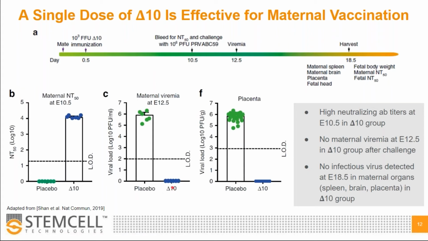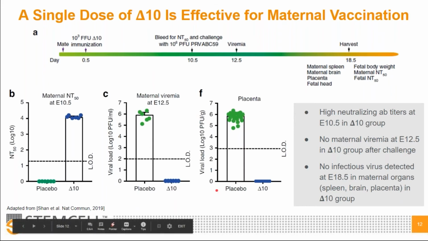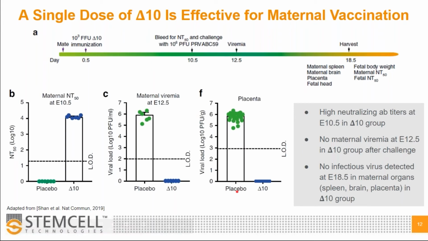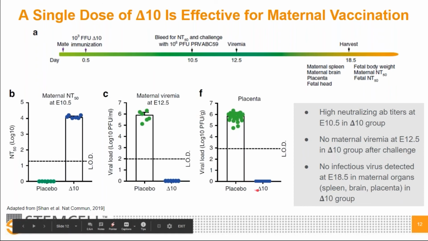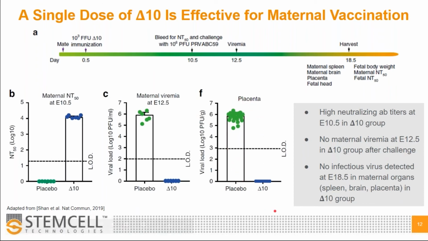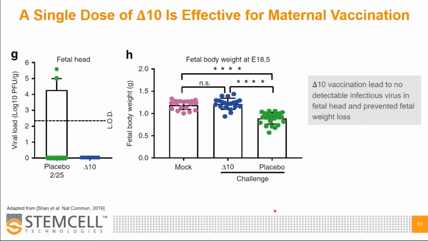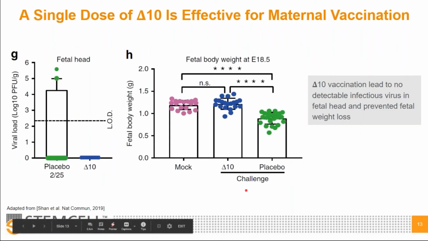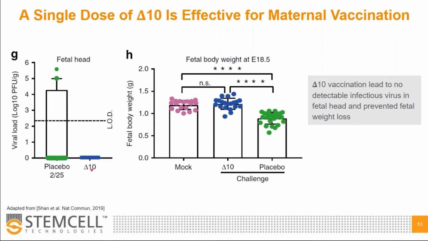And when they were looking at maternal tissues at E18.5, they saw that there was no infectious virus present in any of the maternal organs in the Delta 10 vaccinated group, with the representative graph for the placenta shown on the right. They also looked at the presence of infectious virus in the fetal head, and again, they did not detect any infectious virus in the Delta 10 vaccinated group.